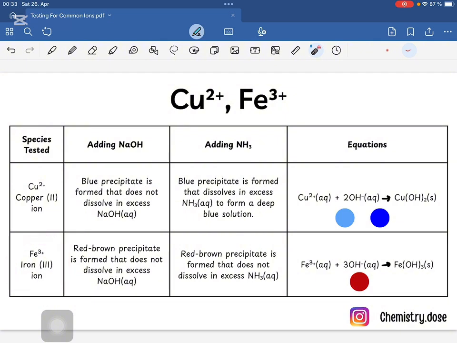Now for Fe3+, the iron 3 ion, you're going to have a red-brown precipitate that does not dissolve in excess NaOH, and you're also going to have a red-brown precipitate form that does not dissolve even in excess NH3. This is the color, and this is the reaction. And you also need to know that Cu2+ does not dissolve in excess NaOH. However, it dissolves in excess NH3.